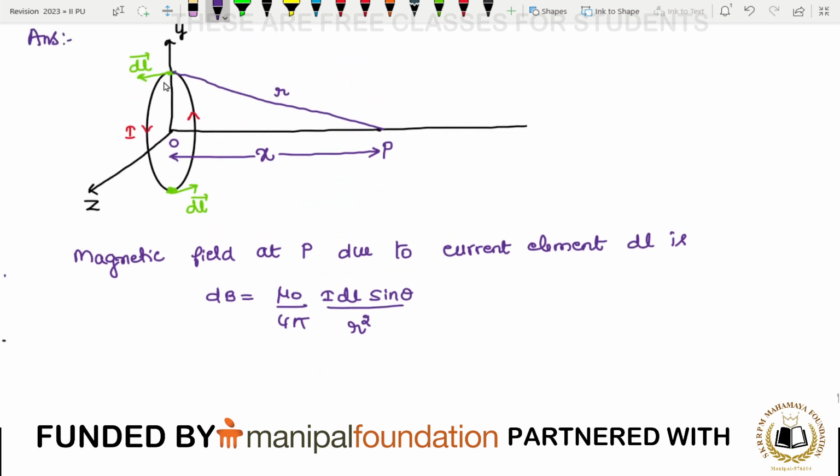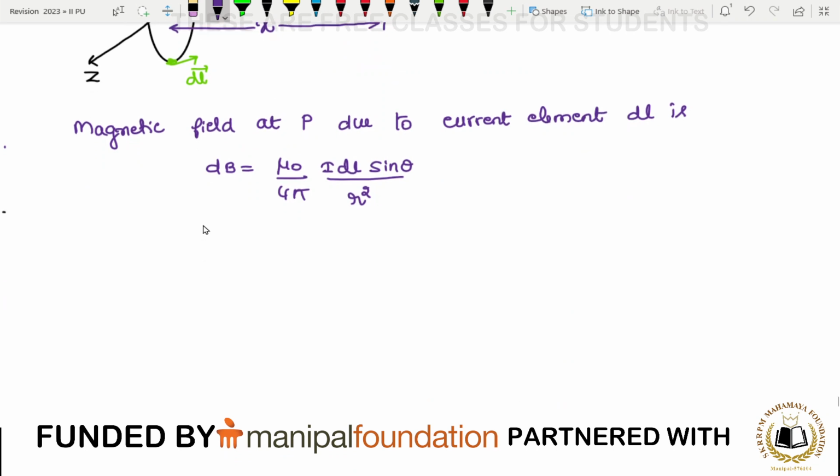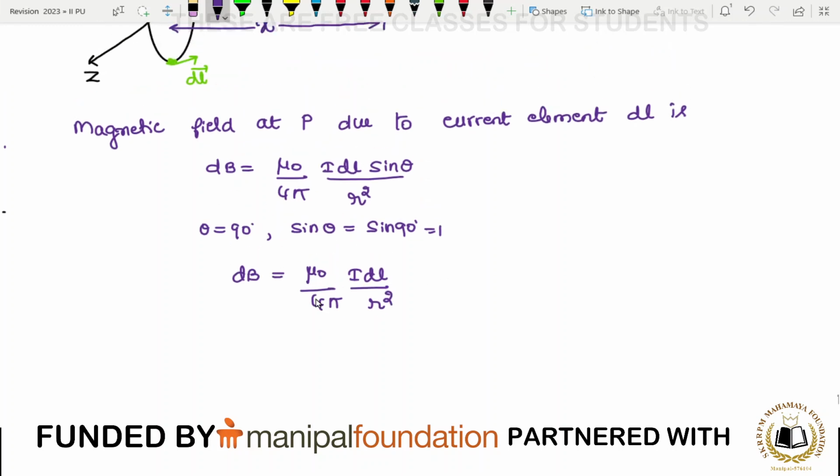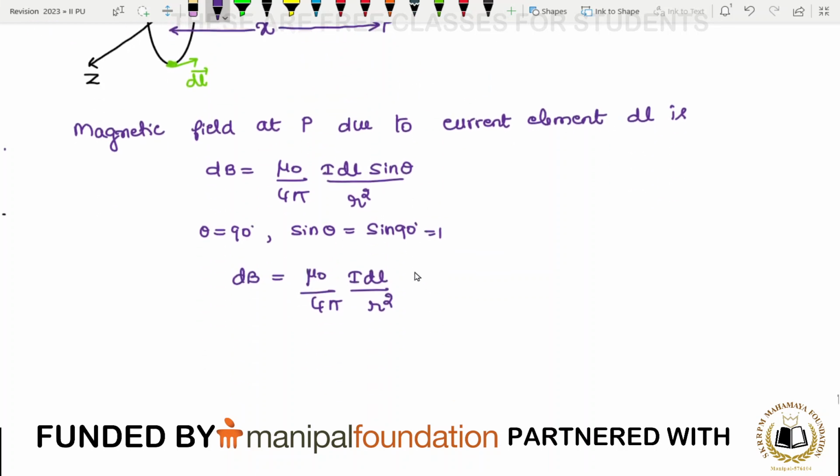Theta is the angle between dl vector and this r vector. That theta is 90 degree. So sin theta becomes how much? Sin 90, which is equal to 1. Therefore, this dB value will become dB equal to mu naught by 4 pi I dl divided by r square. Mu naught by 4 pi I dl by r square is the formula.